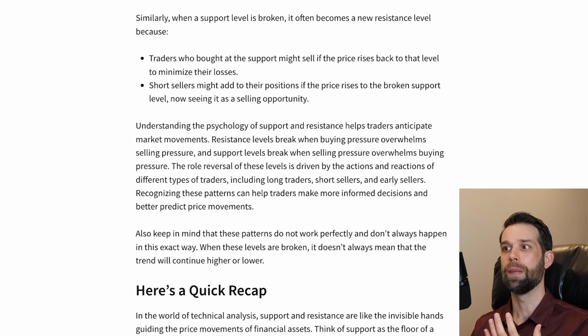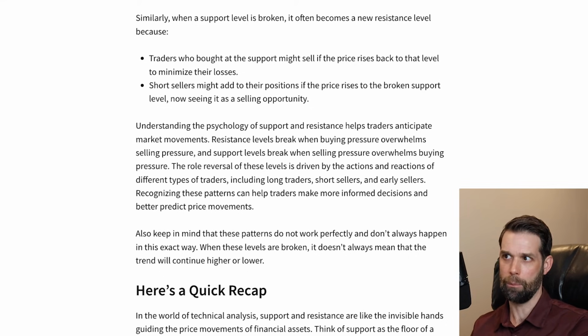Now, also keep in mind, these patterns don't work perfectly. They don't always happen this way. Resistance can hold, support can hold, but like we've seen, there are scenarios where they are broken. So these patterns don't work out perfectly, but they certainly are there. When these levels are broken, it doesn't always mean that the trend will continue higher or lower.